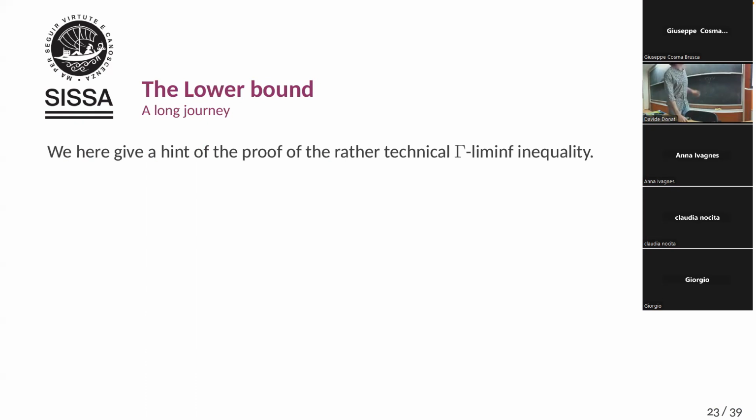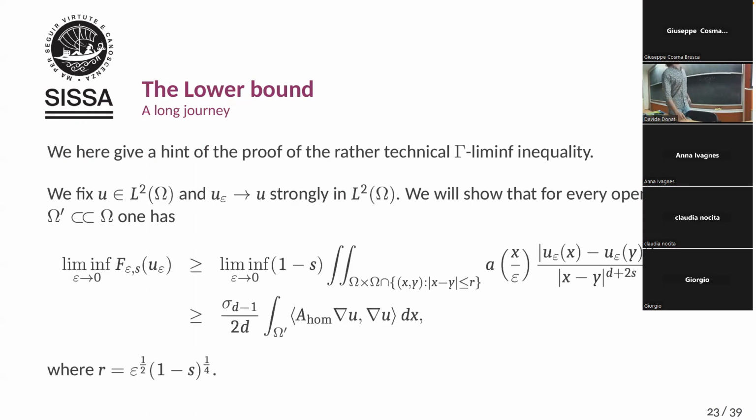So I'll give a hint of how it's proved. What we'll prove is that for any omega prime compactly contained in omega, and for any u in L2, and for any sequence u epsilon converging strongly to u in L2, this inequality holds true with omega prime instead of omega. And then by passing to the supremum with respect to omega prime, or using monotonicity from below, we recover the full inequality.